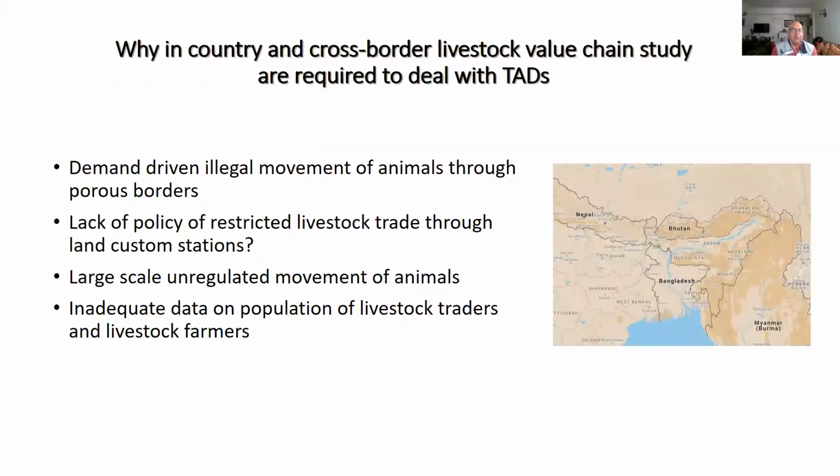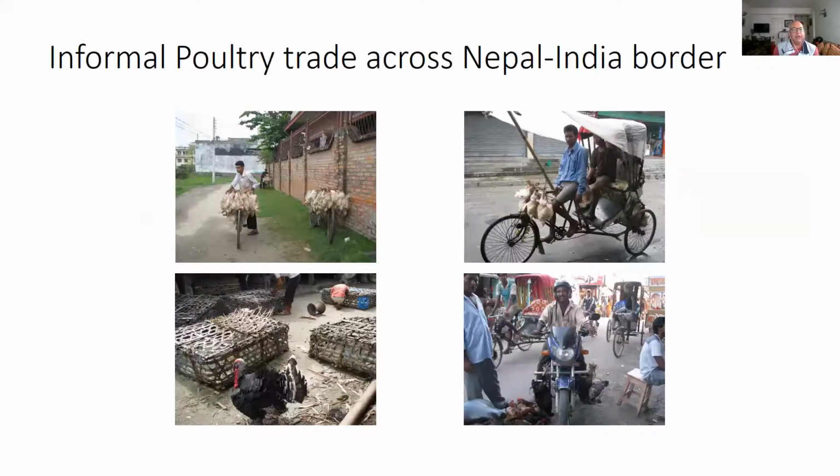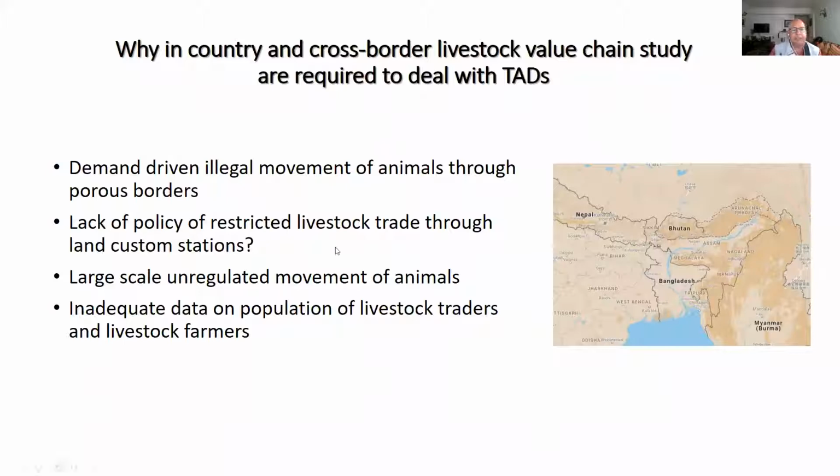And how many of you know there is a lack of policy restricting livestock trade through the land customs stations? I'll give you one example. Nepal has quarantines on the south border, whereas India does not have quarantine stations there. India considers all international airports, six airports, mostly Delhi, Chennai, Mumbai, Bangalore, and Hyderabad, I guess. These are the only animal quarantine stations they have.